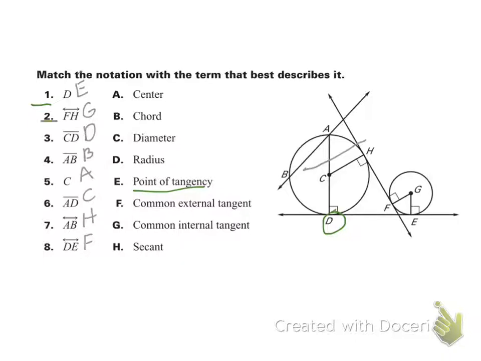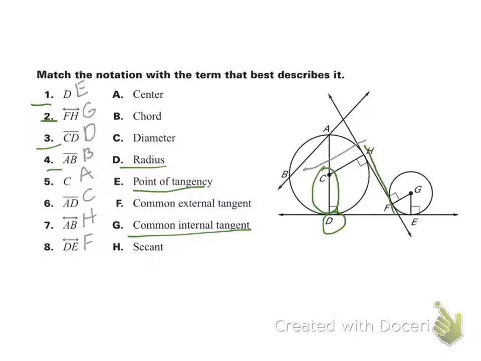Number 2, FH. We see FH is the tangent that is on the inside of the two circles, so it is the internal tangent. CD is the segment that is halfway across the circle, which is the radius.